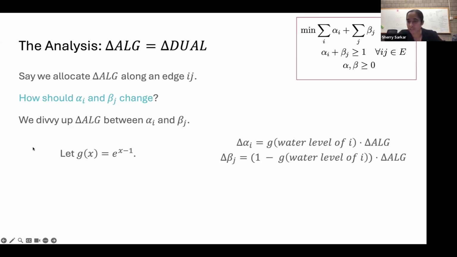So I know the splitting function is probably a little bit mysterious. Honestly, in the analysis, you can just say we split it somehow, and then you can go back and find out what value of g you would actually need. But end of the story, we basically just have a way to split delta among alpha and beta. That is how we get the change in the algorithm to be equal to the change in the dual.